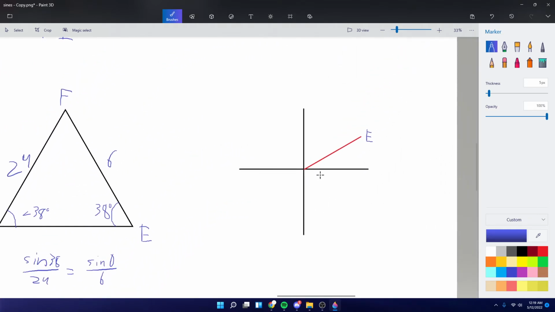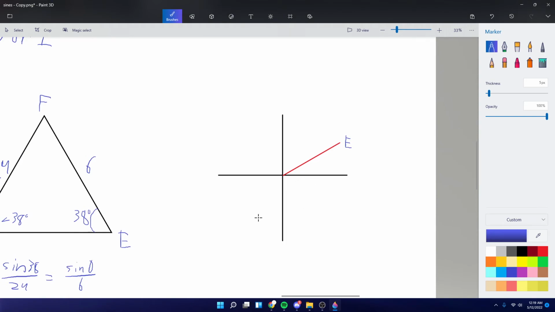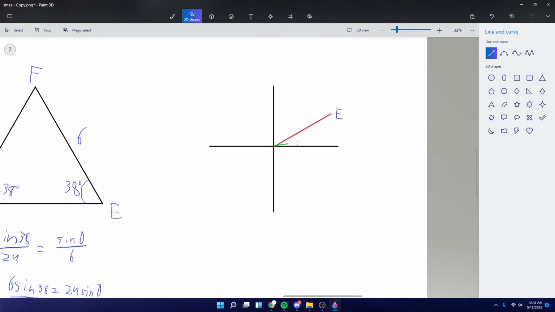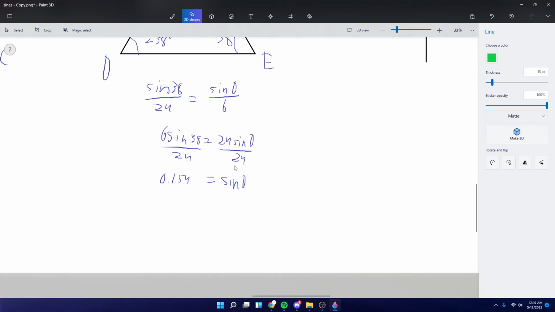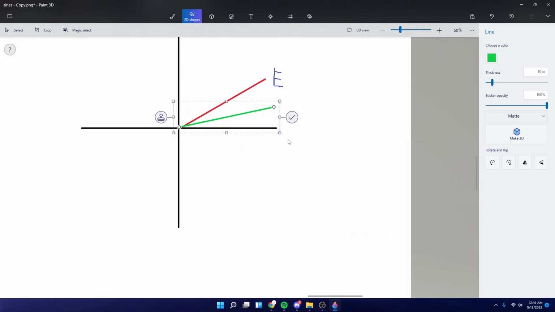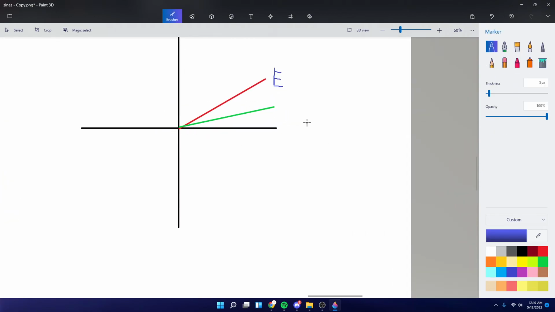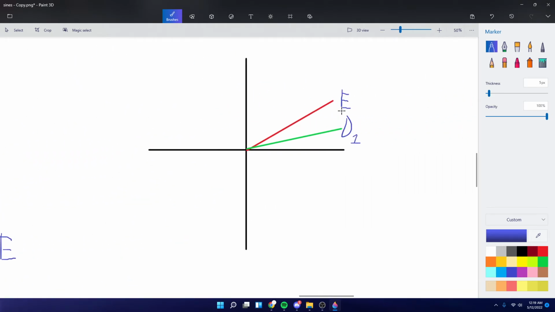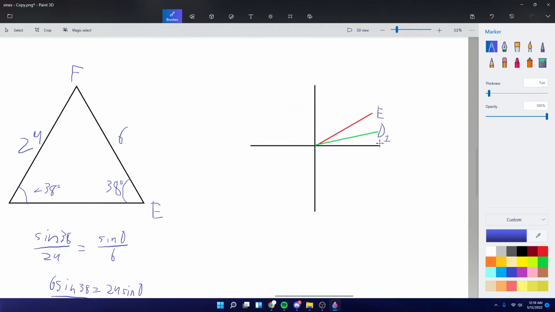Alright, so I'm going to use the same diagram. This is angle E. Similar to the other example, there are going to be two possible angles that give you the same sine of 0.154. So let's say this is the first one, D sub 1. I drew it lower because we said the angle D has to be lower than E, which is 38 degrees.